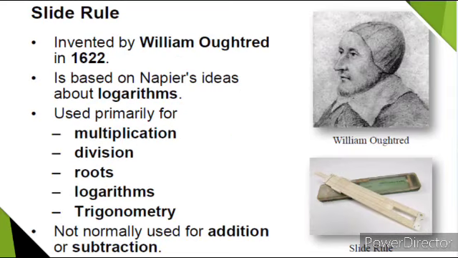Now, as time has passed, a new device takes place: the slide rule. It was invented by William Oughtred in the year 1622. It was based on Napier's ideas about logarithms. It was broadly used as the primary basis for multiplication, division, roots, logarithms, and trigonometry.